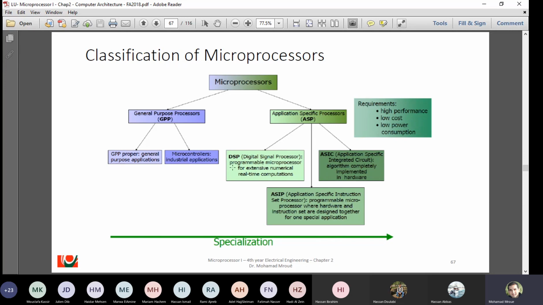I'm talking about DSPs, programmable processors, microprocessors for extensive numerical real-time computations, like to implement filters and communication systems. And ASICs, where algorithms are completely implemented in hardware. It's not programmable, and we have limitation in programming or reconfiguring the system. ASIP is a programmable microprocessor where hardware and instruction set are designed together for one special application.